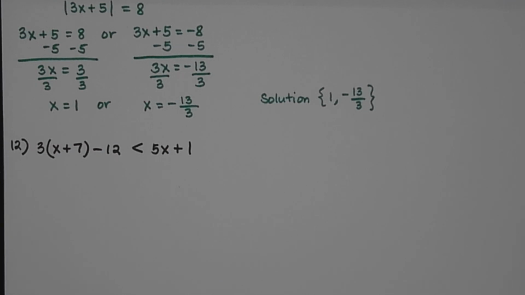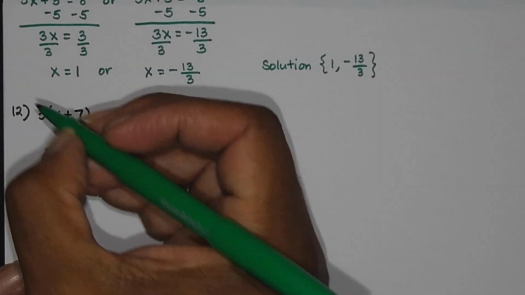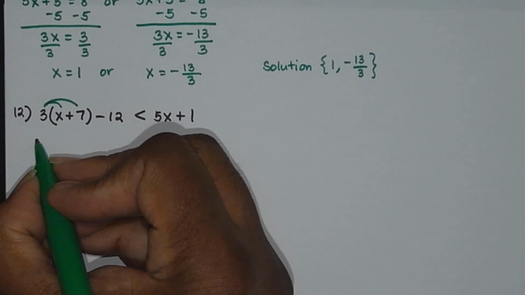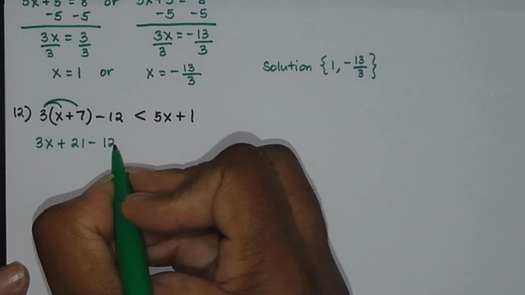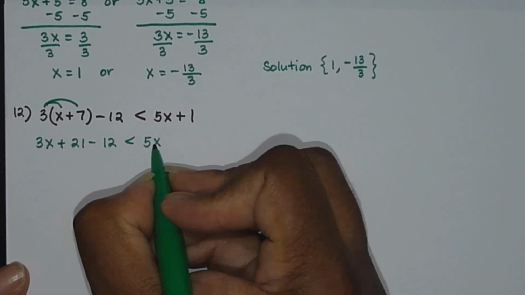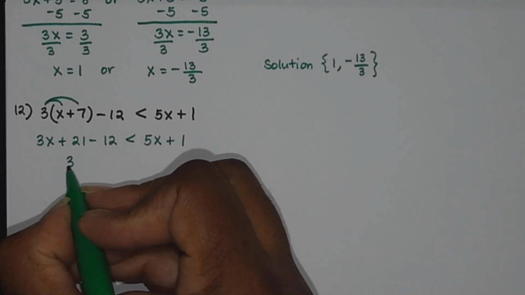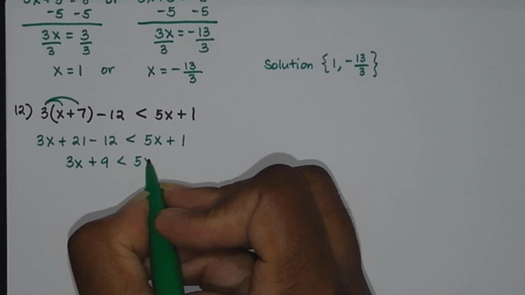So in this case, I need to remove the parentheses and combine like terms. If I distribute the 3 over the x plus 7, what would I get? 3x plus 21, and then minus 12 is less than, bring down the 5x plus 1. And then if I do 21 minus 12, that's going to be 9. So I have 3x plus 9 is less than 5x plus 1.